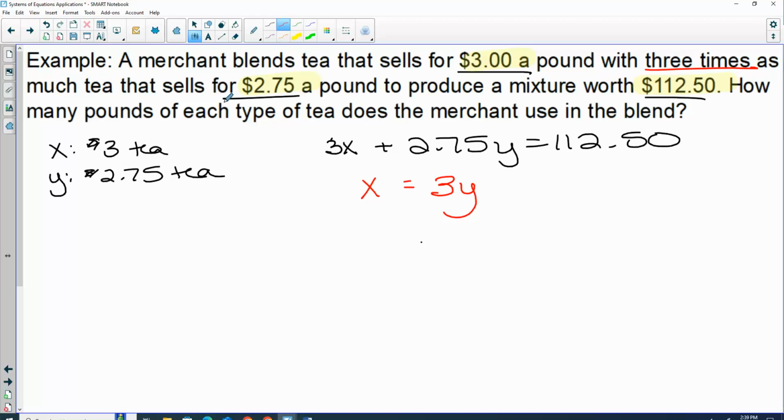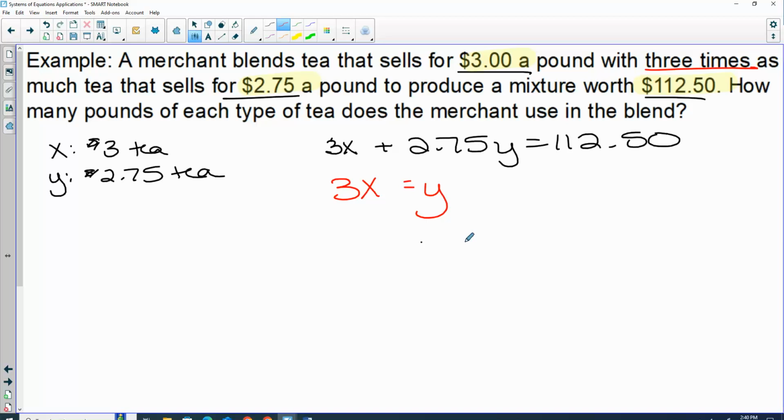Okay. The Y, I have more of the cheaper T, right? So the amount of my cheaper T, my Y, is equal to 3x. We need to flip it. In order for them to be the same, I'm saying I have 3 times as much of the cheap T.